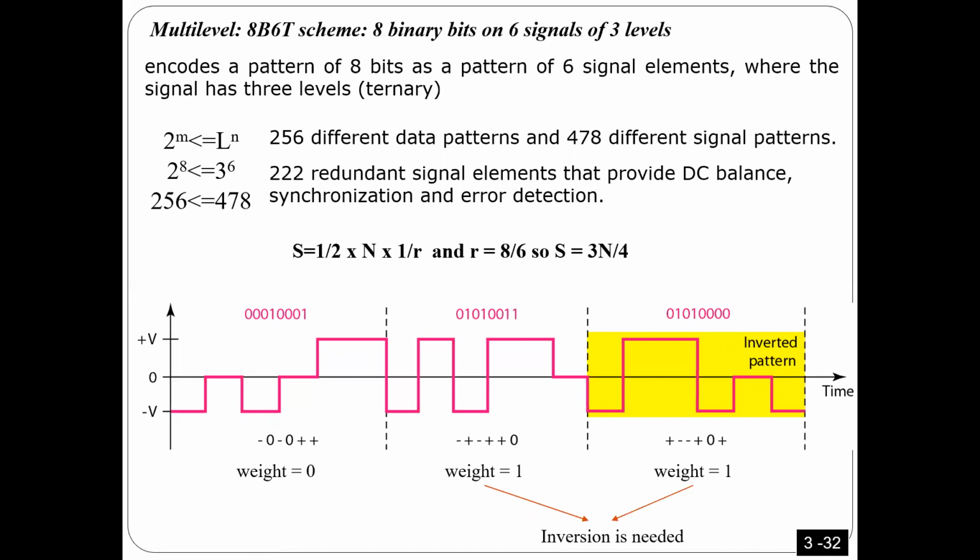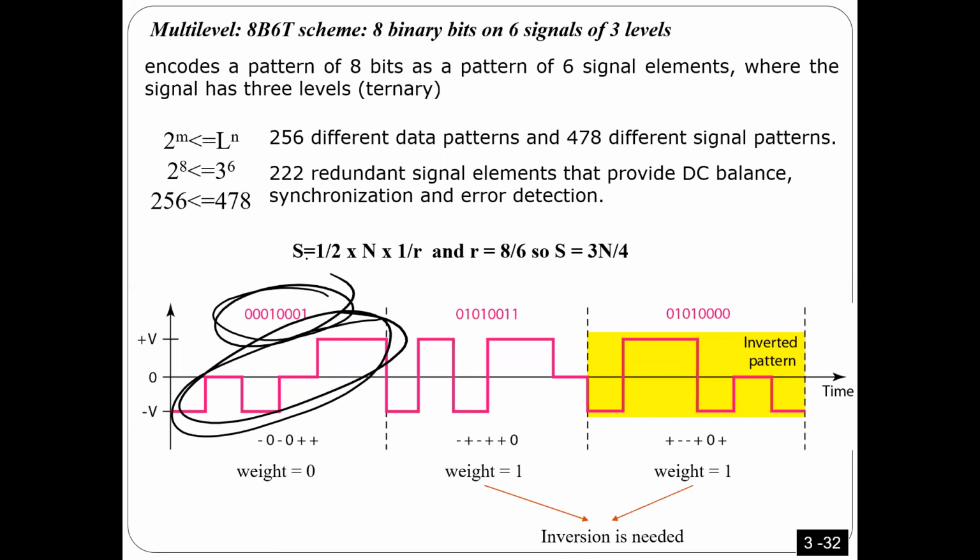The first thing is, because I have more signal patterns than the binary patterns I need, I'm going to choose the good pattern. That's good. So this is going to help with DC components. It's going to help me because I'm going to use the good pattern. This is the first good thing I did. So this is number one.